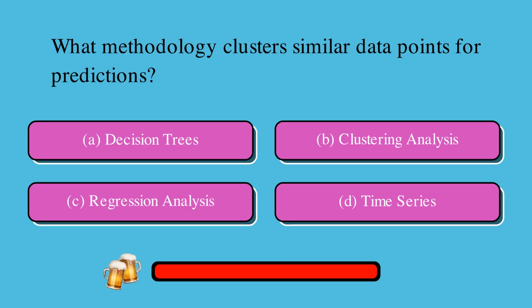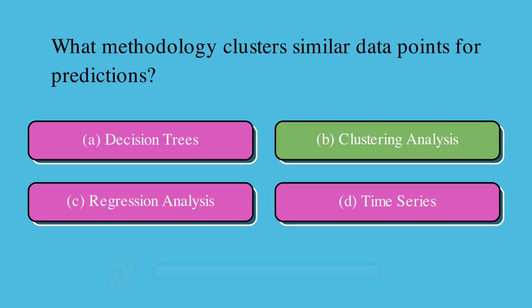What methodology clusters similar data points for predictions? Is it A, decision trees, B, clustering analysis, C, regression analysis, or D, time series? The correct answer is B, clustering analysis.